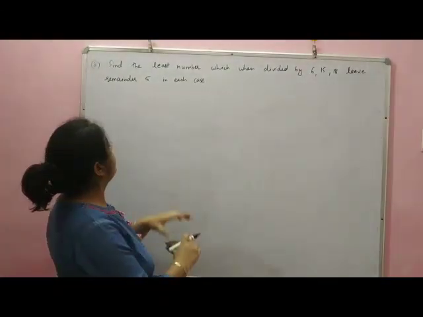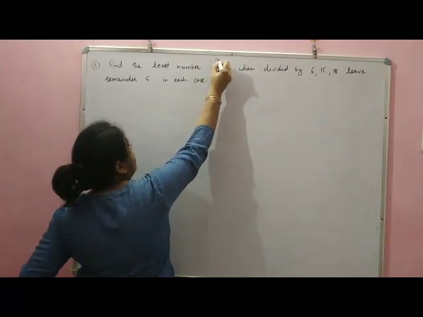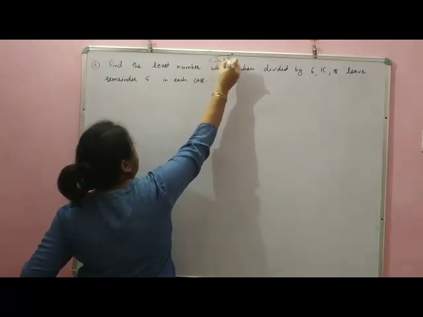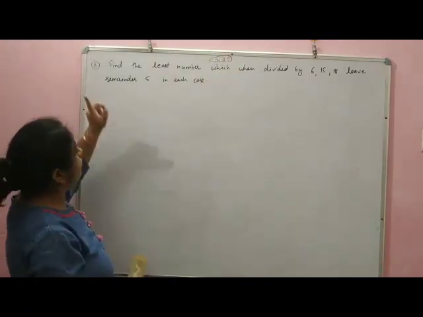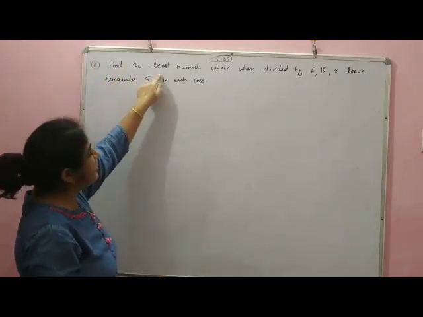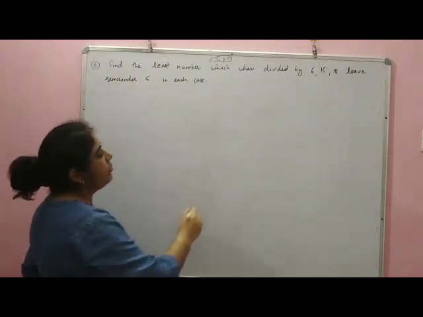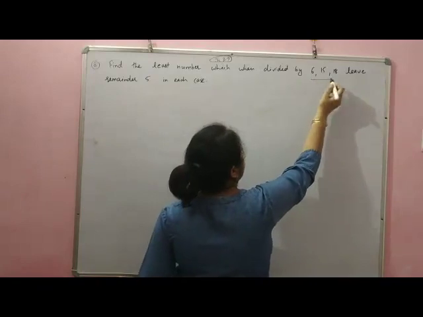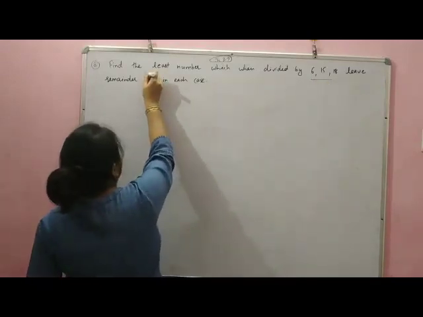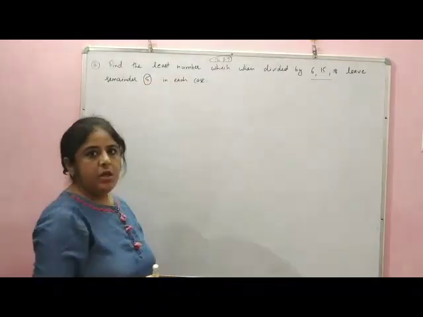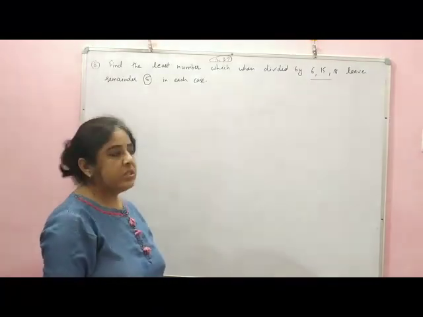Now we are here with question 8 of exercise 3.7. See what we have to find. We have to find the least number which when divided by all three numbers gives the remainder 5 in each case. First we will understand the concept.